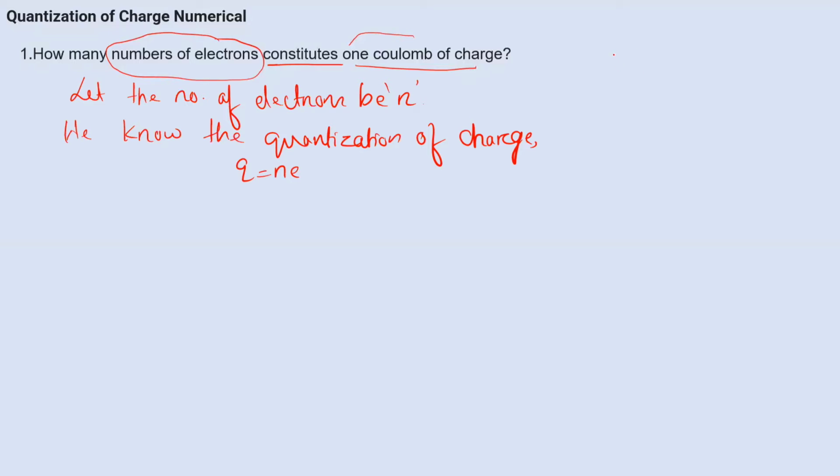The value of charge given is 1 coulomb. And we know e, the charge of an electron, is 1.6 into 10 to the power minus 19 coulomb. So we will substitute these values, and from here n is equal to Q by e.